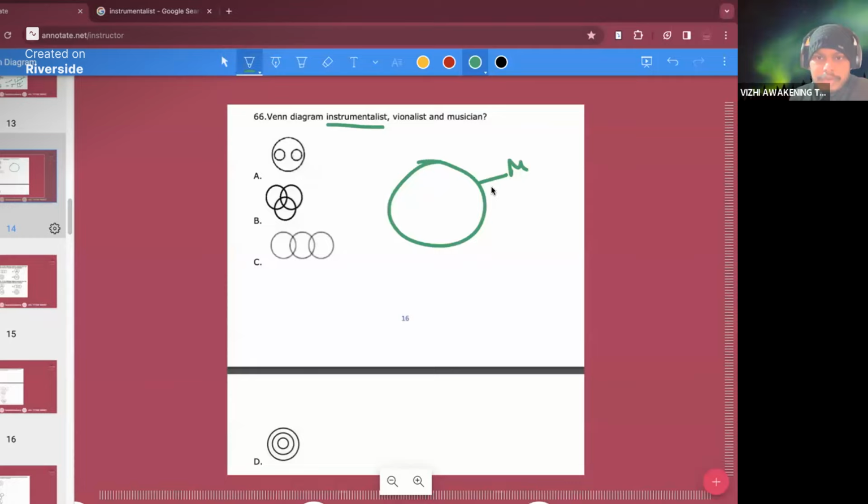This is the musician. This is your instrumentalist. And this will be particularly the one who plays the violin. Right, because a musician can also be a singer, which does not really deal with instruments. They can also be vocalists, so they don't work with instruments, and that's why they will be in this position, guys. Would anybody like to counter this?